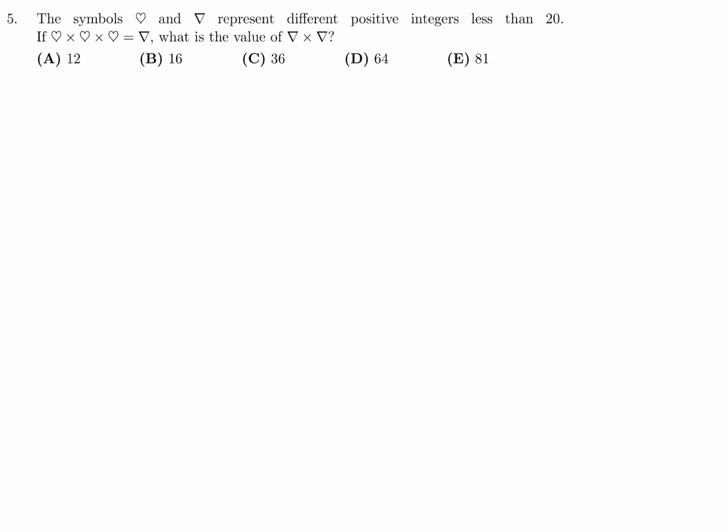The heart and triangle represent different positive integers less than 20. If heart times heart times heart is equal to triangle, what is the value of triangle times triangle? Well, let's try 1 for heart. If we put that in, we get 1 times 1 times 1 is equal to 1. Now, at first that may seem a possible solution, but remember, these symbols have to be different. So in this case, they're both the same, so that's not valid.